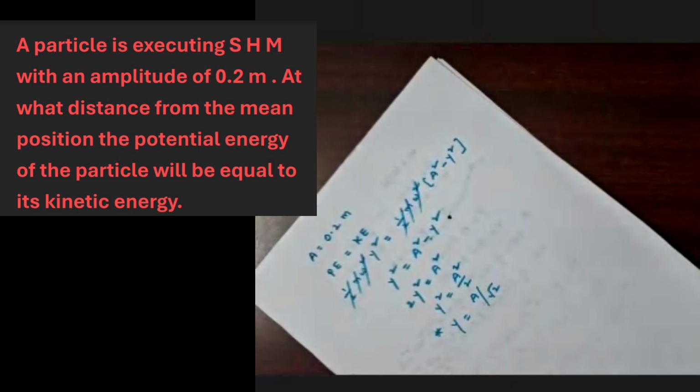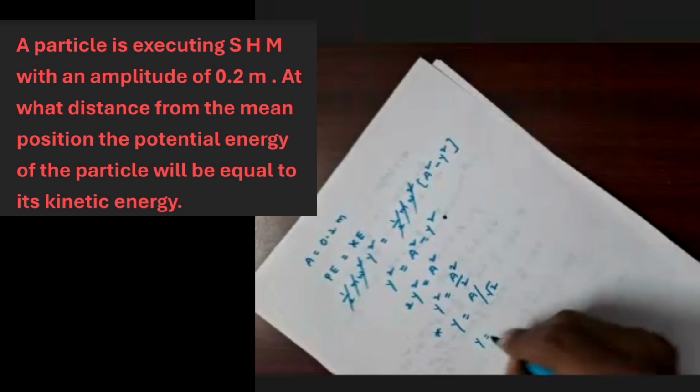So straight away remember, even in the exam, if they ask at what distance from the mean position the potential energy is equal to kinetic energy, then immediately you need to remember the formula y is equal to a by root 2. At that time you can do that numerical in not more than 20 seconds. You can save more time in the exam.